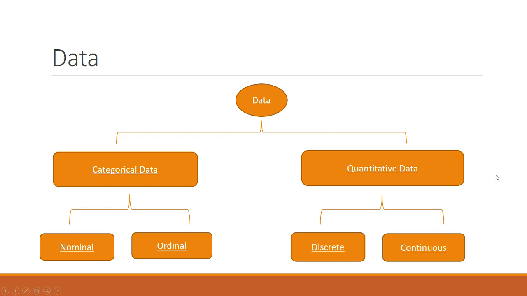Okay, let's get even a little bit more systematic here. Let's break this down into some categories. So if we have data, data falls into two broad categories: categorical, which we mentioned, and quantitative.